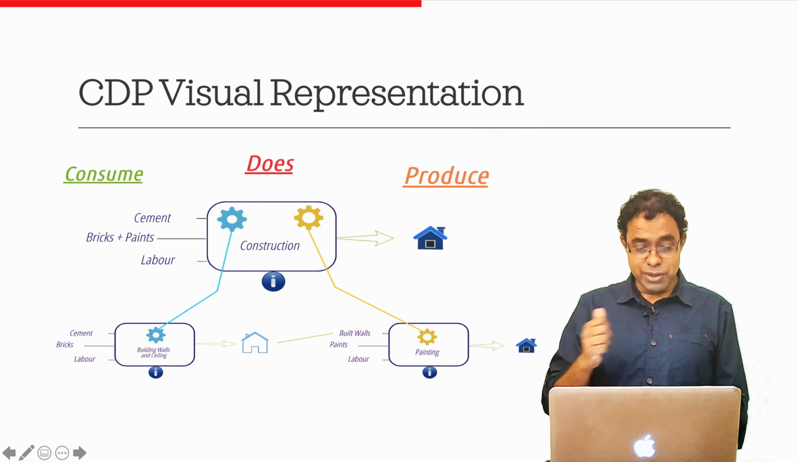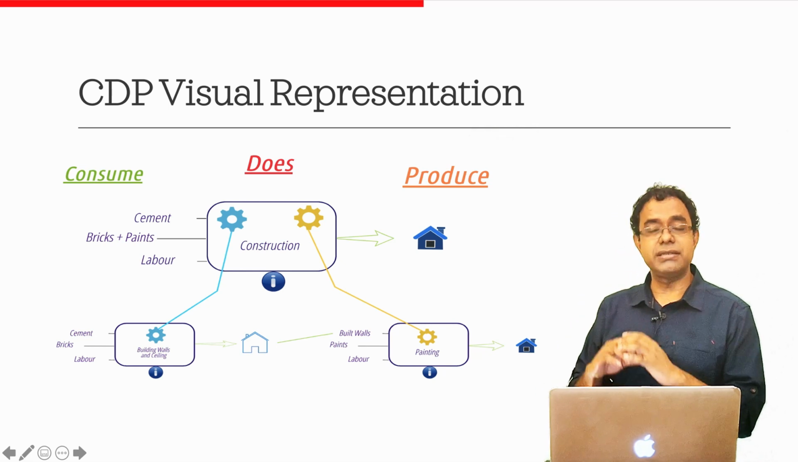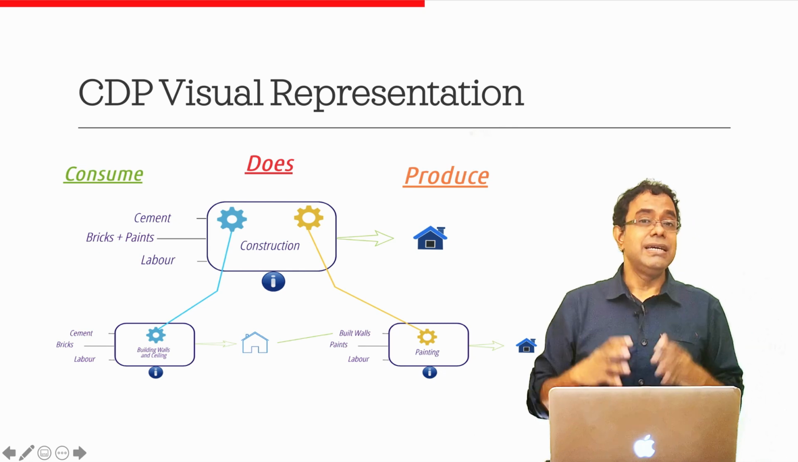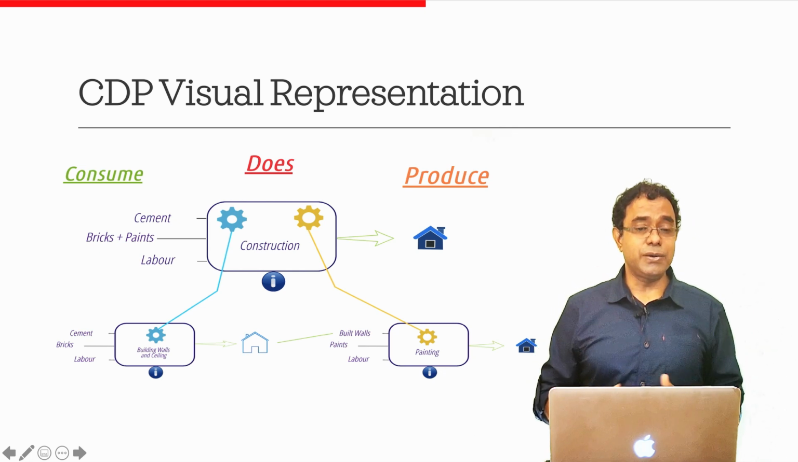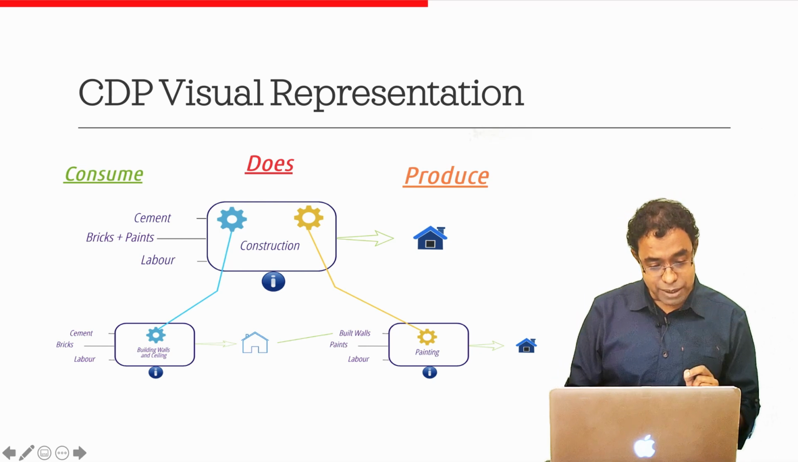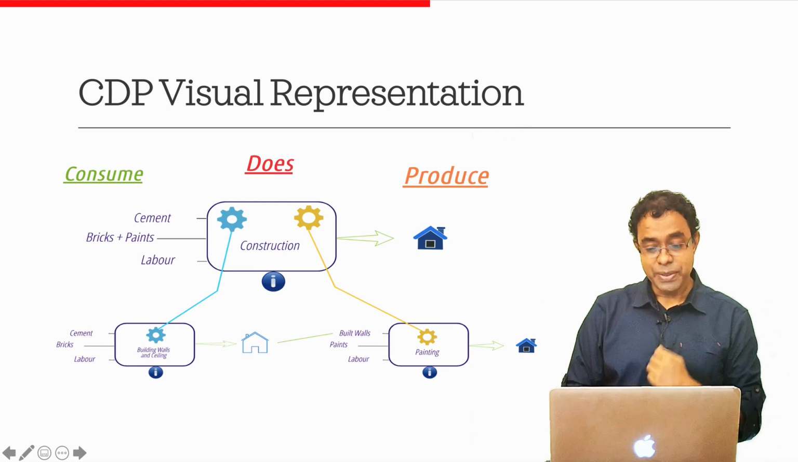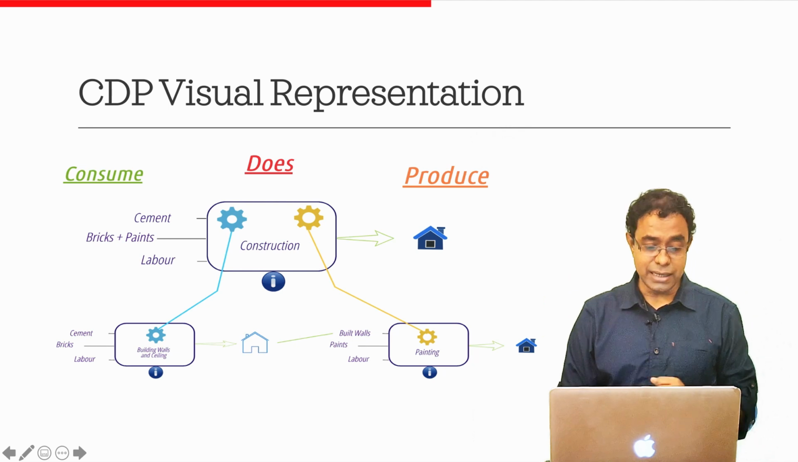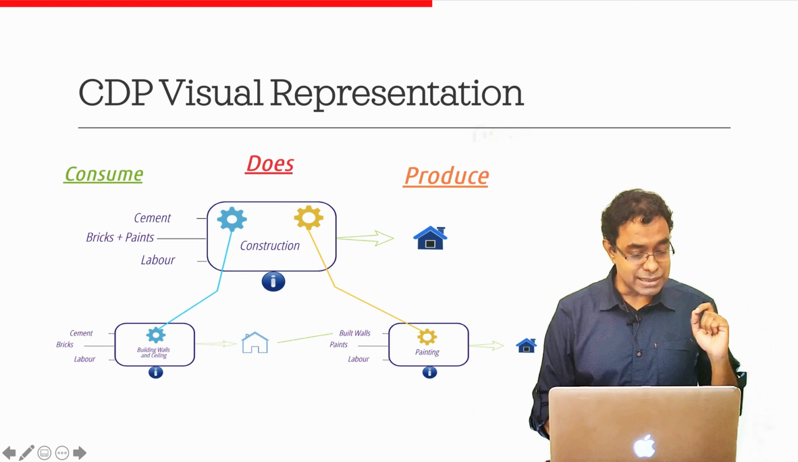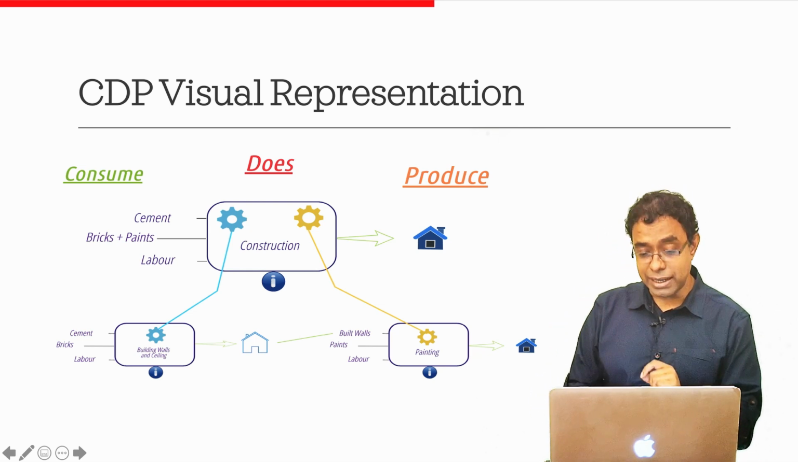Consume will add one more thing: paint. Cement, brick plus paint, labor, construction, and it produces the house. But there are two separate derived requirements coming out of this 35,000 feet view. One requirement is building walls and ceiling, the left side, and the other requirement is painting. Building walls and ceiling takes cement, brick, labor. It generates a house which is not painted.